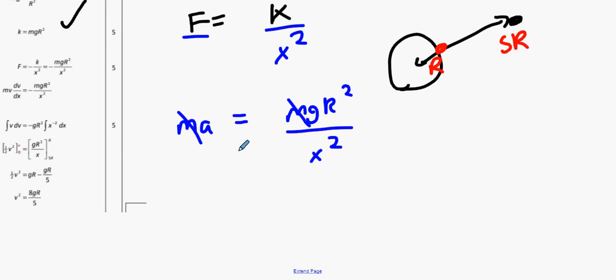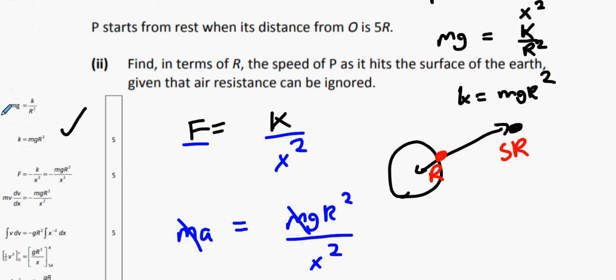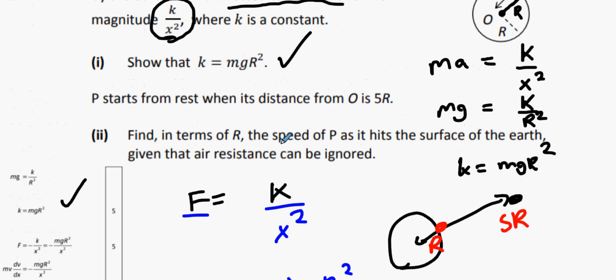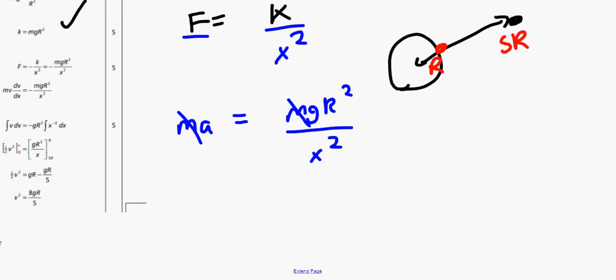Now, choices. What are we looking at here? We want speed and using distance, so we're going to use phi times dv dx. Yeah, that has to be the correct choice. So phi times dv dx, and that equals g r squared over x squared.